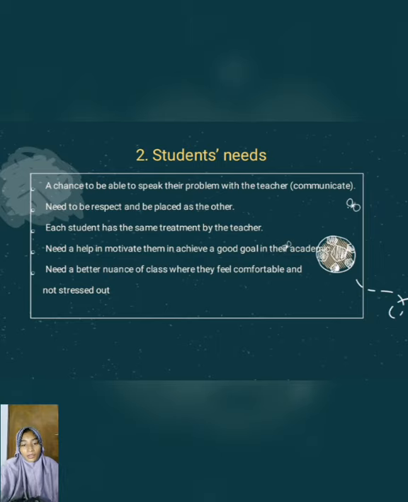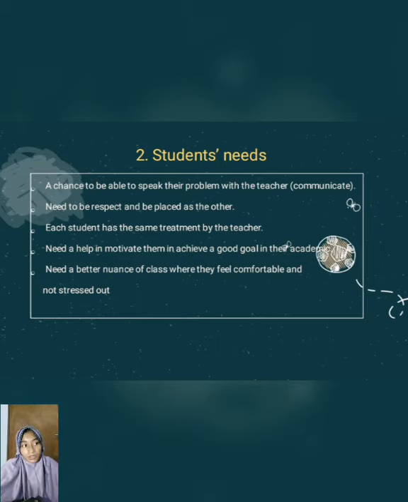Now I'm going to explain the second point, that is about the students' needs. So the students need a chance to be able to speak about their problem with the teacher. So it is about a good relationship between the students and the teacher. A good communication will help both the teacher and the students solve the issue or problem in the learning process, by gaining the trust of the students. The teacher will find out what is the problem or the issue that the students feel in the learning process.